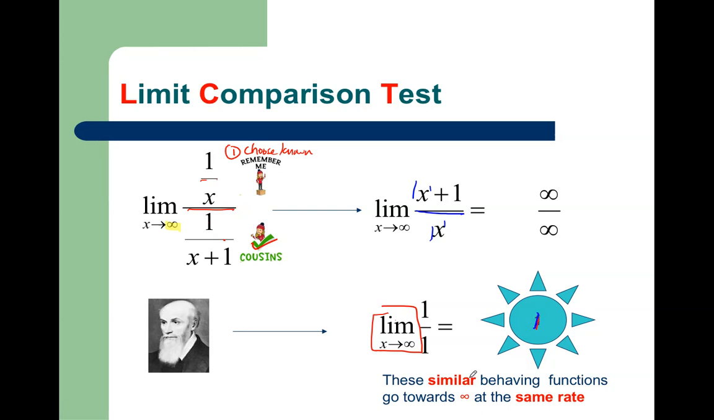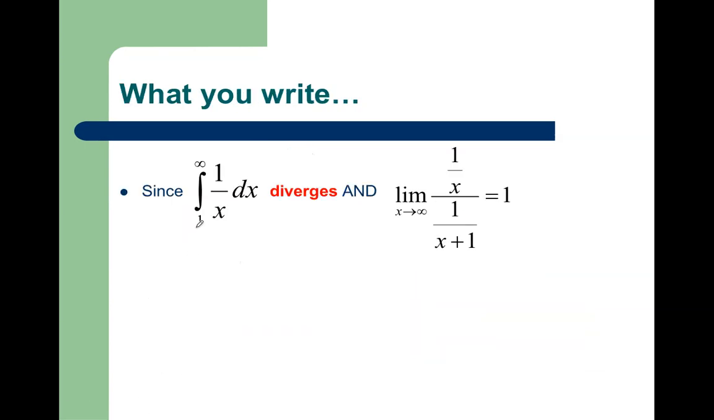Since I got a number, these similar behaving functions go toward infinity at the same rate. Remember, your derivative is a rate of change. They go at the same rate. Therefore, they both will converge or diverge, depending upon what your known does. So what you write down, since what you know diverges.